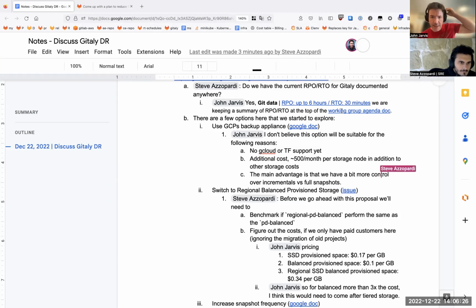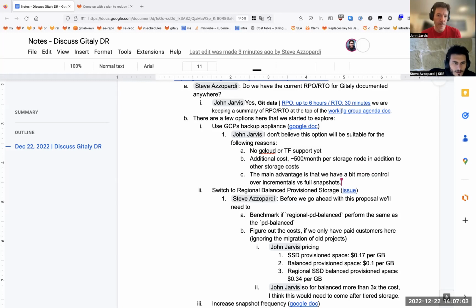One of the things that attracted me to this solution was that with GCP snapshots, we don't have any control over when full or incremental snapshots are taken. We had a conversation with Google about that, and they said there's really nothing that we can do to control when that happens. That's the reason why our RPO can be so long, because these full snapshots take a significantly longer amount of time compared to the incrementals. With the backup appliance, we have a lot more control over that. So that's one benefit.